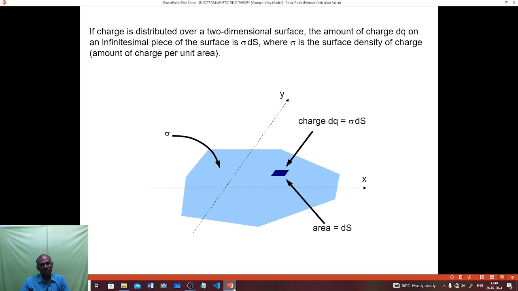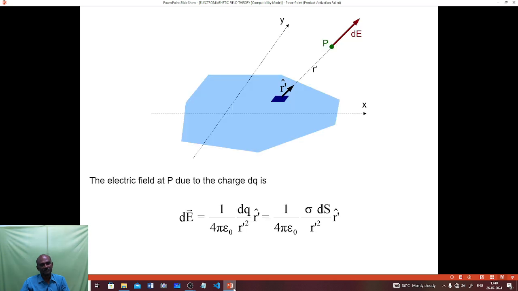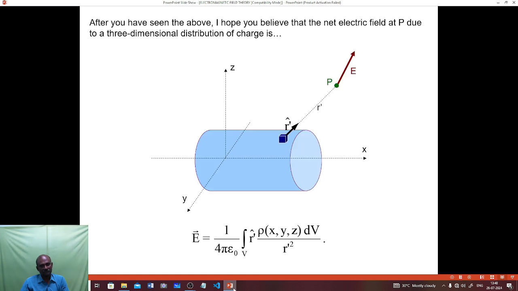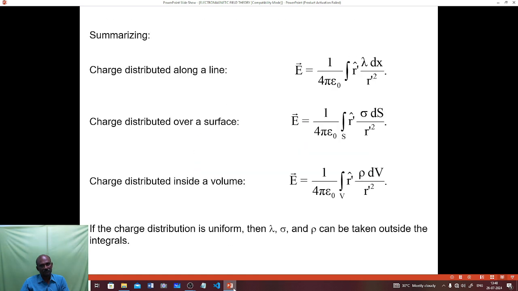Area charge distribution, line charge distribution and volume charge distribution: for those cases also we can find the electric field intensity. By finding the small elemental charge, we can find the electric field intensity, then by integrating it, we can get the total value of E. So for charge distributed along a line, over a surface and inside a volume, we can find the electric field intensity.